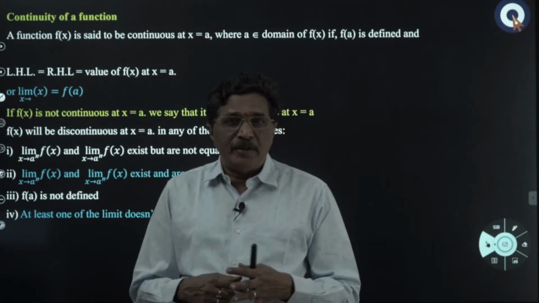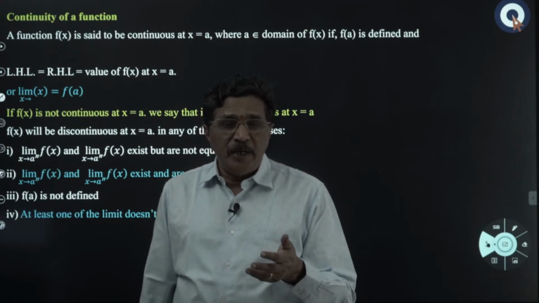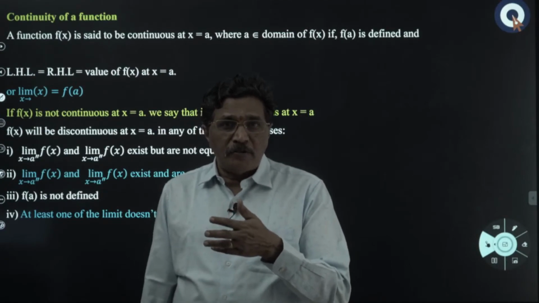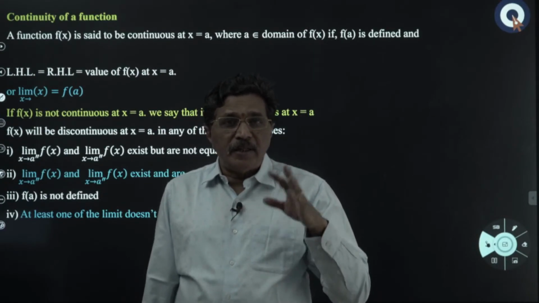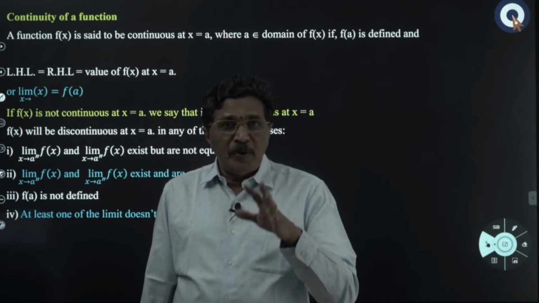And the same thing you can say, because the limit basically means the left hand limit should be equal to the right hand limit, and that should be equal to the value of the function. So in effect, we say that the left hand limit is equal to the right hand limit is equal to the value of the function for the function to be continuous at a point.